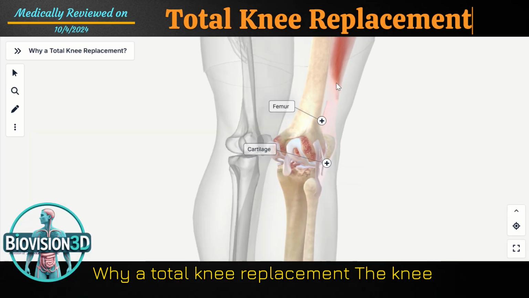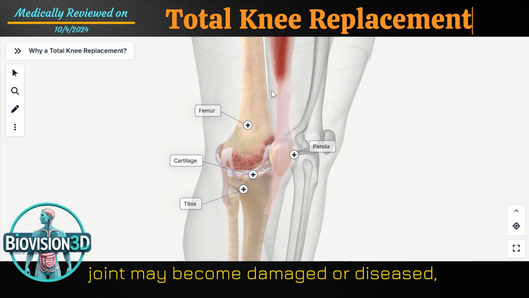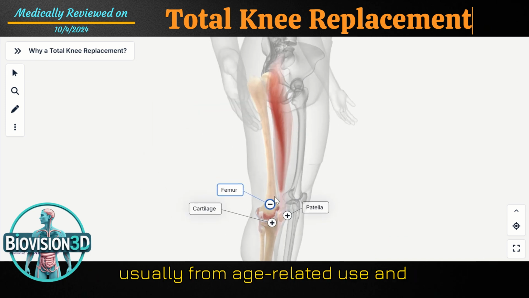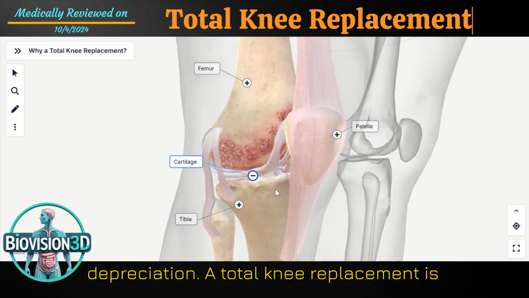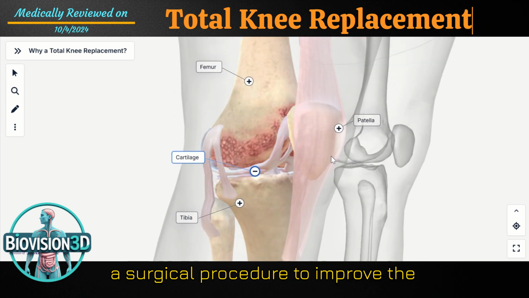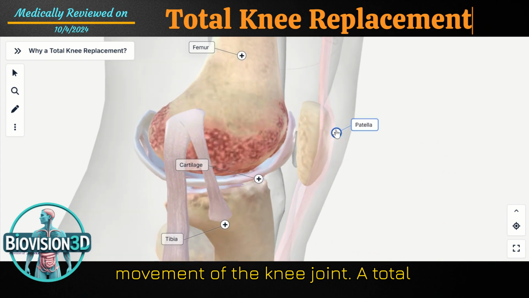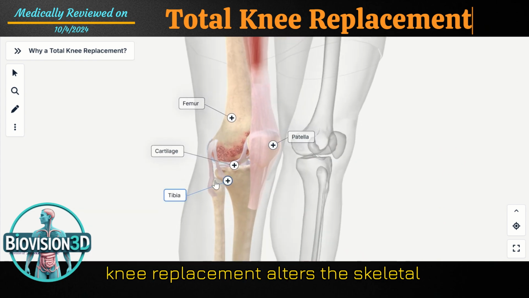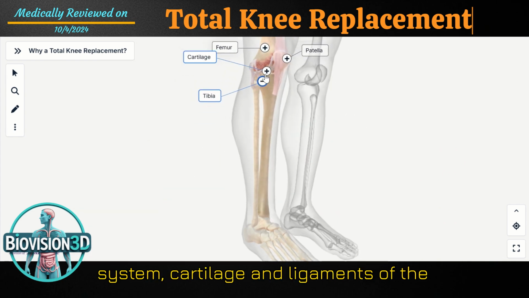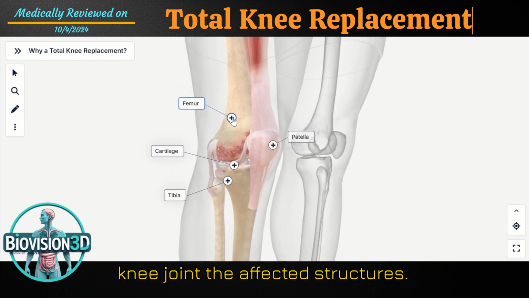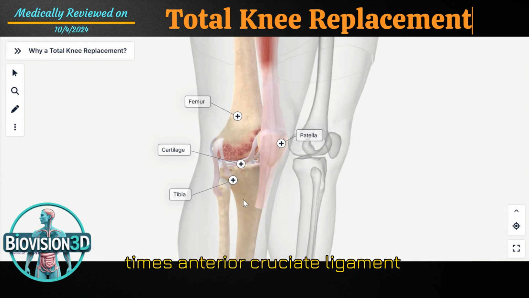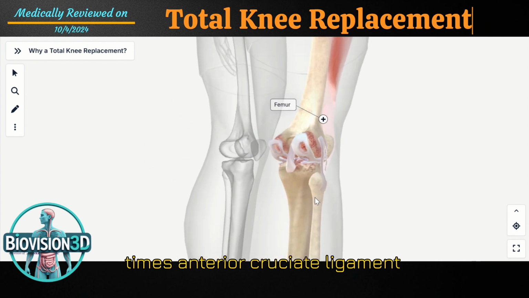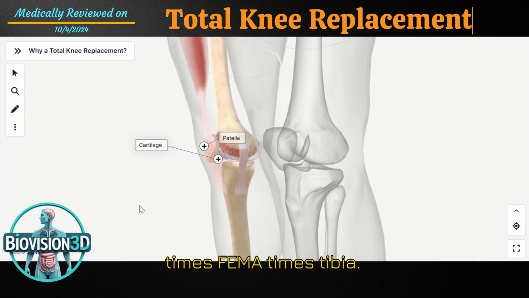Why a total knee replacement? The knee joint may become damaged or diseased, usually from age-related use and depreciation. A total knee replacement is a surgical procedure to improve the movement of the knee joint. A total knee replacement alters the skeletal system, cartilage, and ligaments of the knee joint. The affected structures include the menisci, anterior cruciate ligament, femur, and tibia.